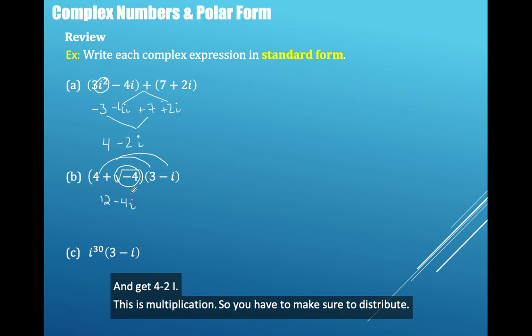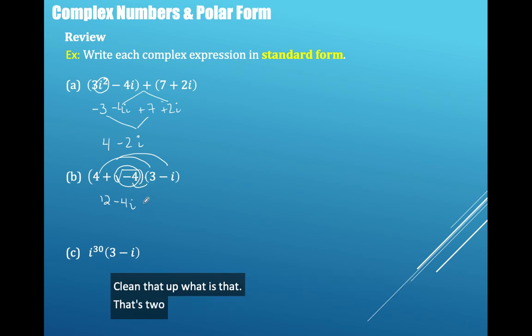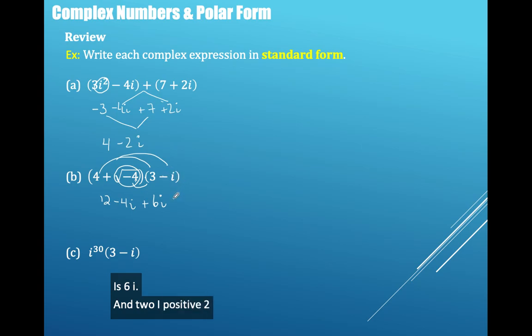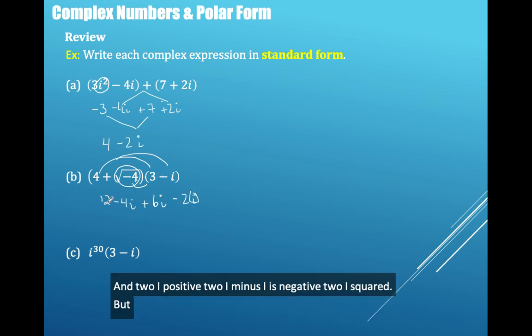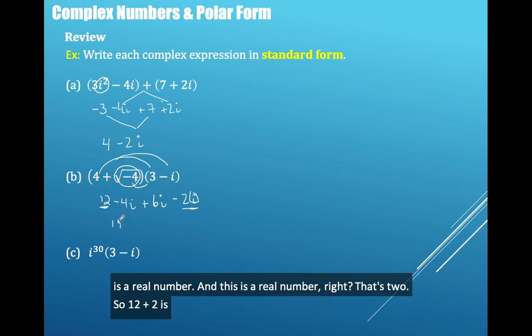Clean that up. What is that? That's 2i. So 2i times 3 is 6i, and positive 2i times negative i is -2i squared. But remember, i squared is -1, so I have this 12. This is a real number, and this is a real number, right? That's 2. So 12 plus 2 is 14 plus 2i.